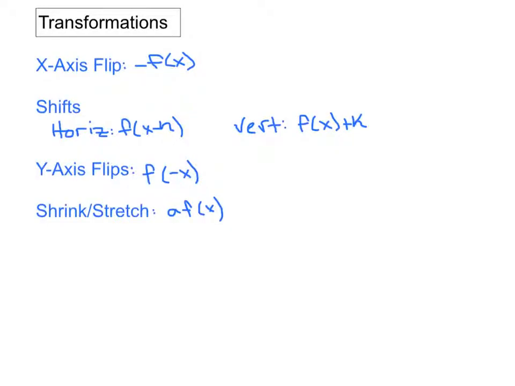Alright, this is the second part to the transformations videos. The last video talked about the horizontal and vertical shifts. In this video we're going to talk about the x-axis flip, y-axis flip, and the shrink or stretch.